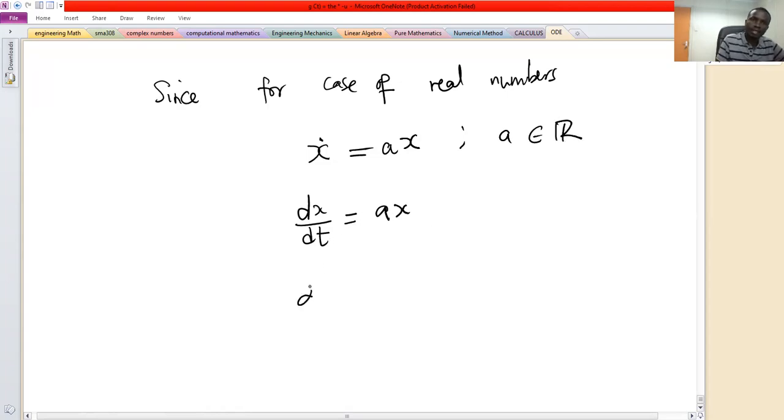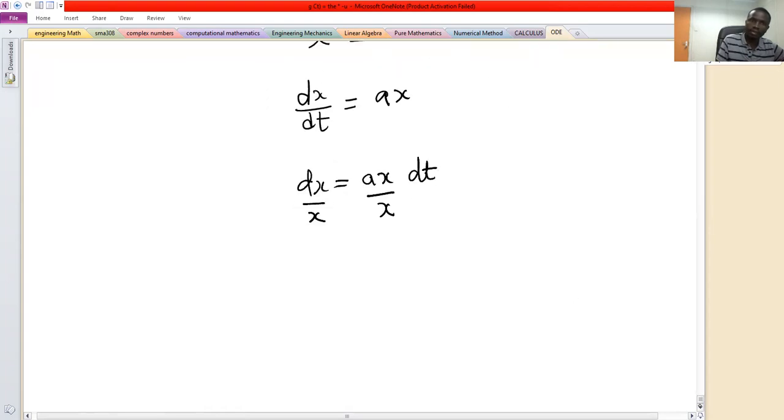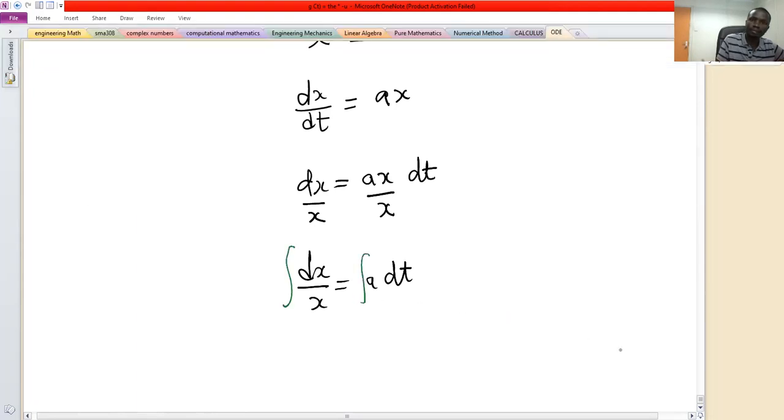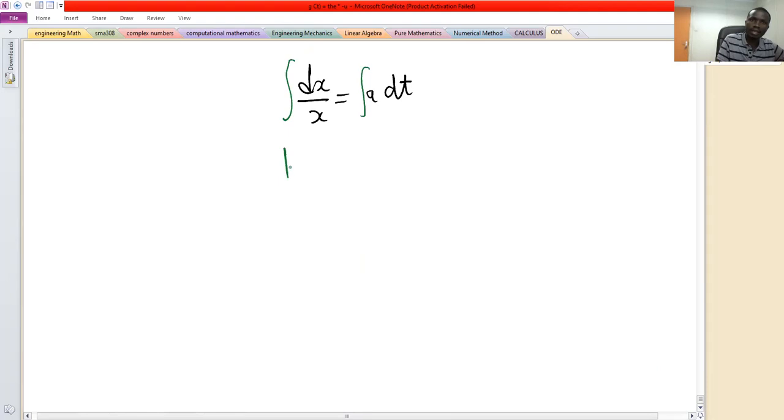Then this is the same thing as saying dx equals ax dt, and then separate variables. So divide through by x, so that we have dx over x equals a dt. And then now this is in separable form. Then you integrate both sides. So the left hand side will give us ln of x, and this will give us at plus c, where c is the constant of integration.